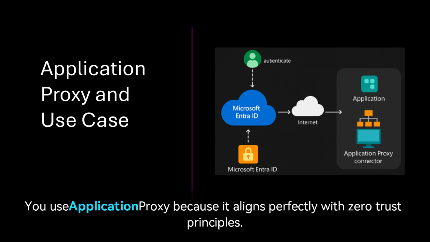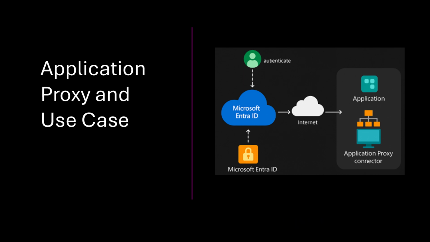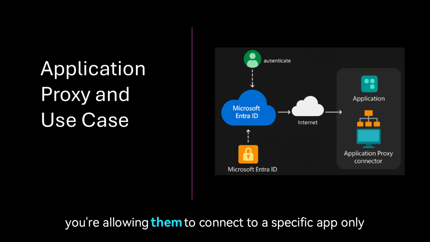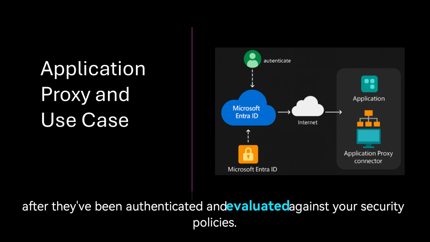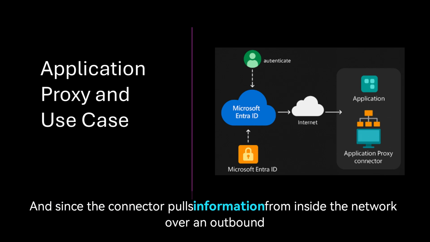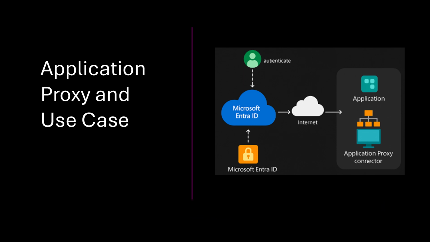You use Application Proxy because it aligns perfectly with zero trust principles. Verify explicitly, use least privilege, and assume breach. Instead of letting users connect to the network, you're allowing them to connect to a specific app, only after they've been authenticated and evaluated against your security policies. And since the connector pulls information from inside the network over an outbound connection, you avoid unnecessary exposure of your internal environment to the internet.